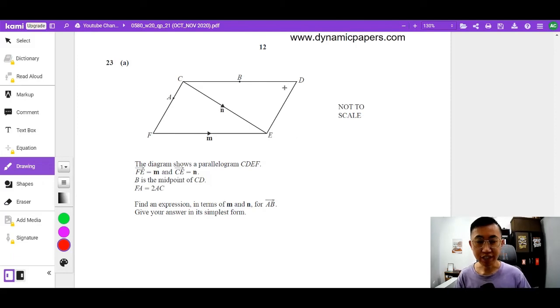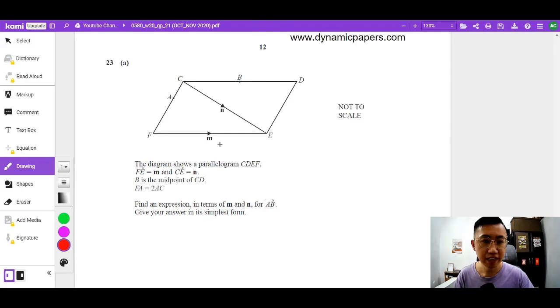Question 23. This is vector and vector geometry. So the technique is always to read the question and make sure you label as much information as possible. That has always been the trick. Okay, so let's read slowly. The diagram shows a parallelogram CDEF. Vector FE is denoted by the letter M. Vector CE is denoted with the magnitude N. Okay, so make sure everything is labeled, because a lot of past year papers don't label actually.